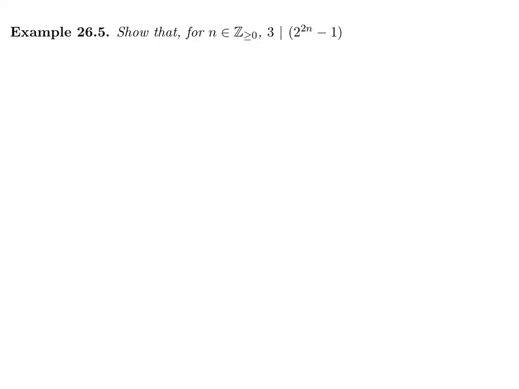Let's try this one. This one's a little more complicated. So same idea. For an n in z greater than or equal to 0, so your whole numbers, that 3 divides 2 to the 2n minus 1. So again, give this a go yourself and see how well you can do.